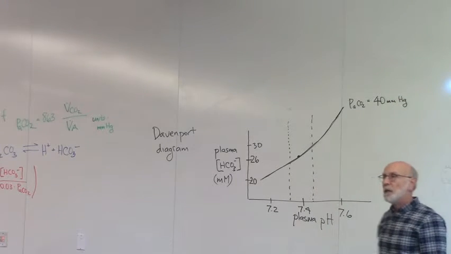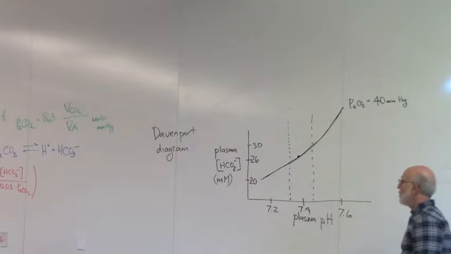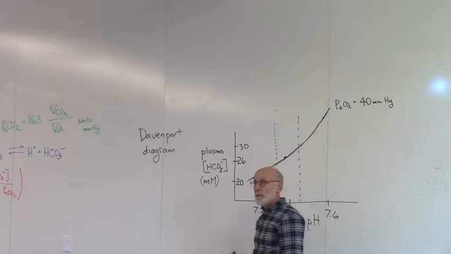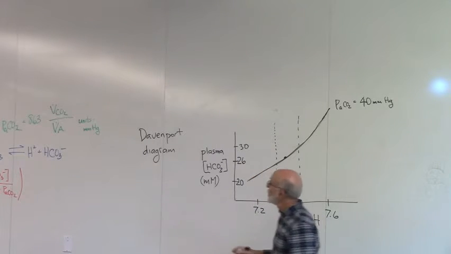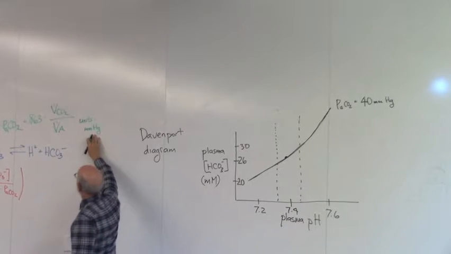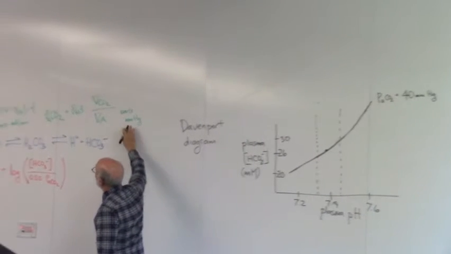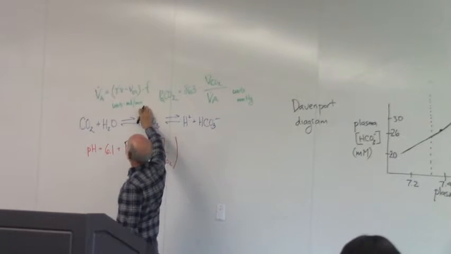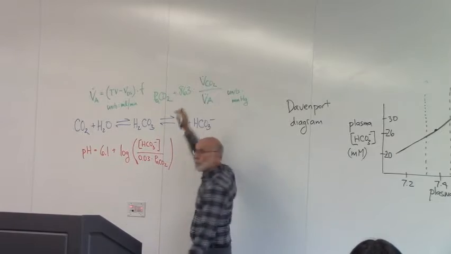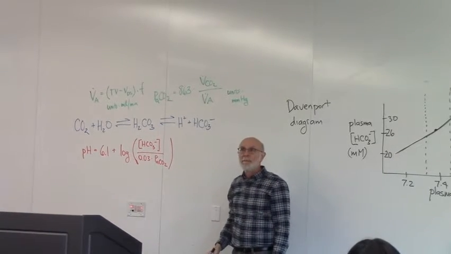I will tend to be a stickler about units, so make sure if you've got a term that has units, you include units. When the problem said it, it's required. So the units for PaCO2, arterial CO2, is millimeters of mercury. The units for ventilation is in milliliters per minute. And the units for production of CO2 is in milliliters per minute.